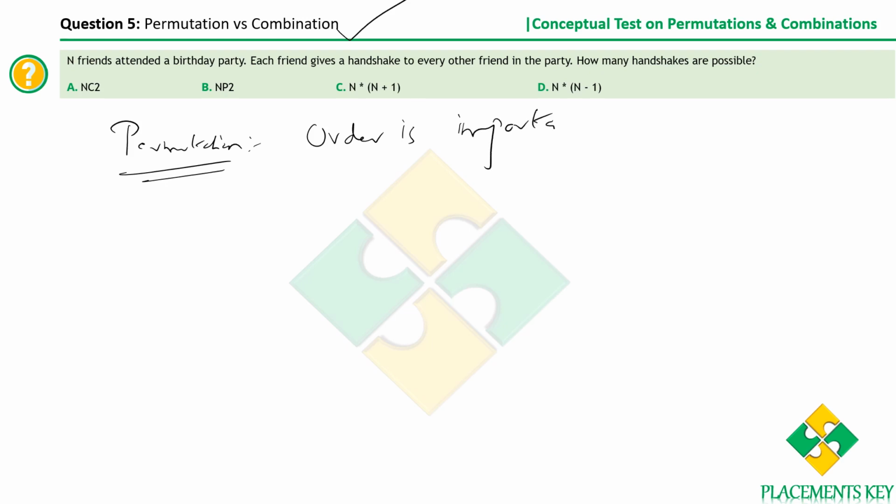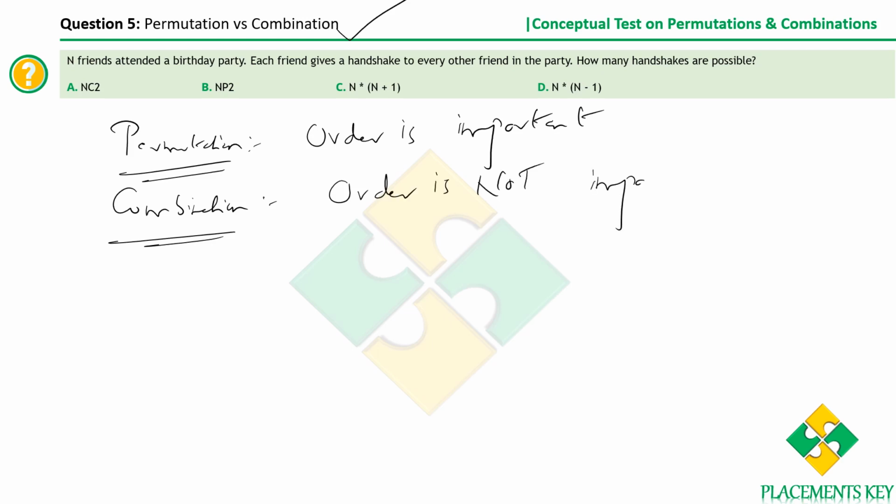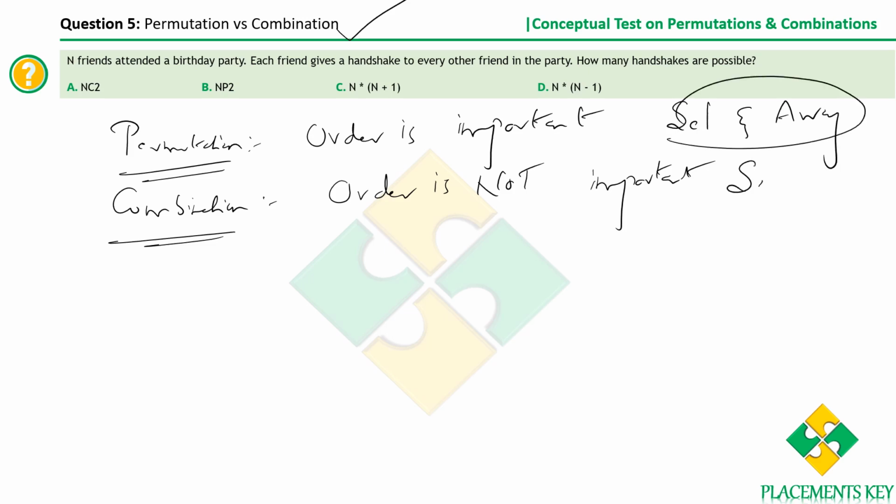We use permutation when order is important. When order is important, we use permutation, and we use combination when order is not important. Now usually in textbooks it will be given as permutation is selection and arrangement, whereas combination is only selection. This is what will be given in textbook.